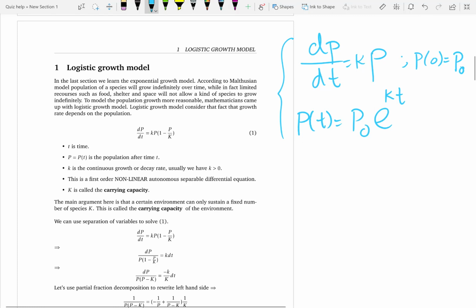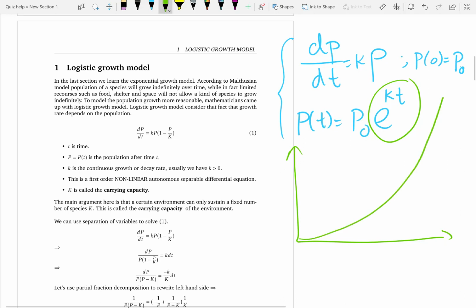Population after some time T. K is a constant, which is the growth and decay rate. P naught is the initial population. This is a linear differential equation model and we call it the Malthusian model. I'm talking about what I have written in blue color. Okay, this is the Malthusian model. According to this model, the population grows exponentially fast. Think about this. This term is an exponential term. So if you draw the graph of an exponential function, the graph goes to infinity as time goes on, right?